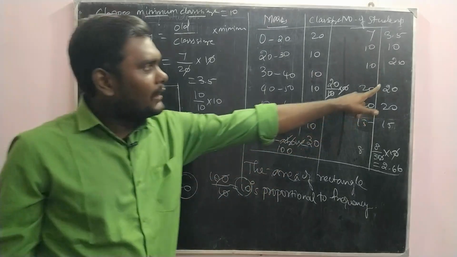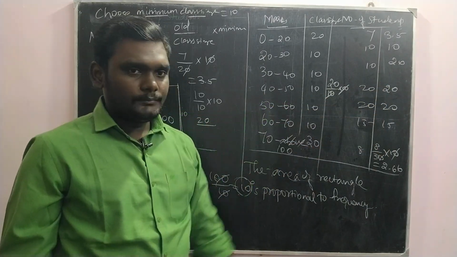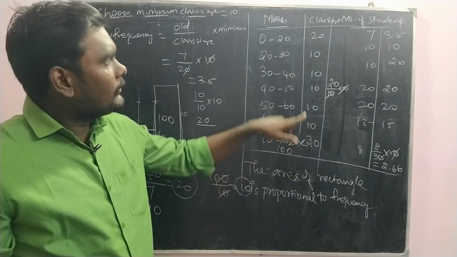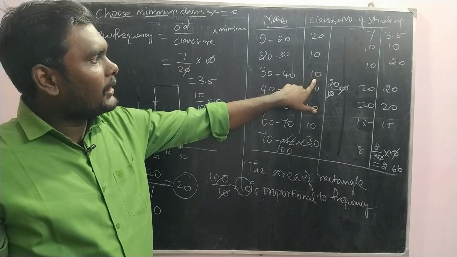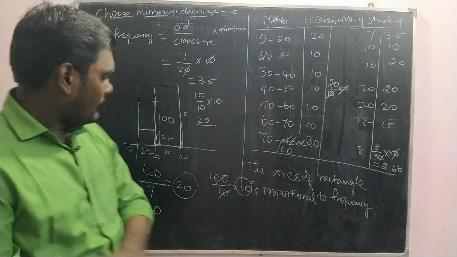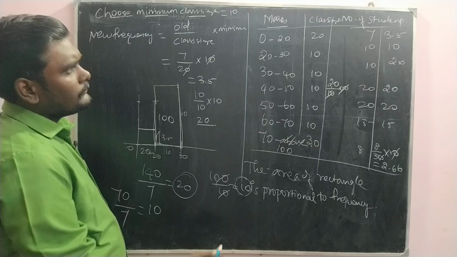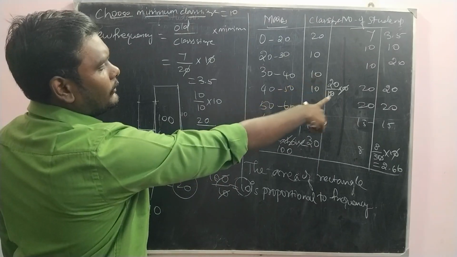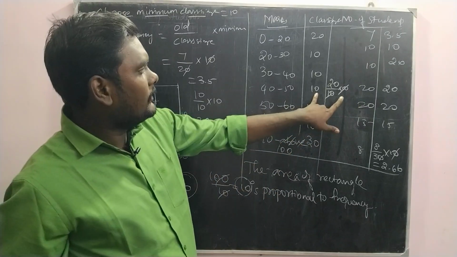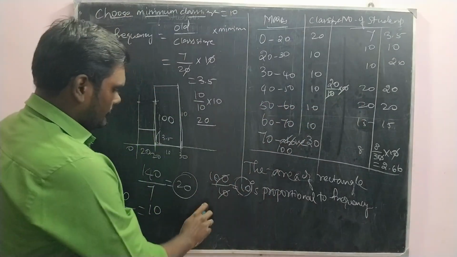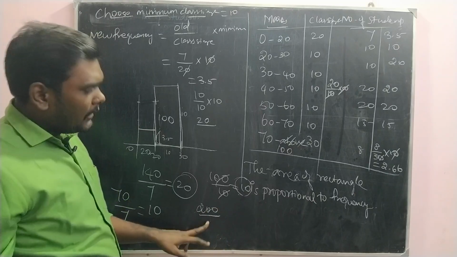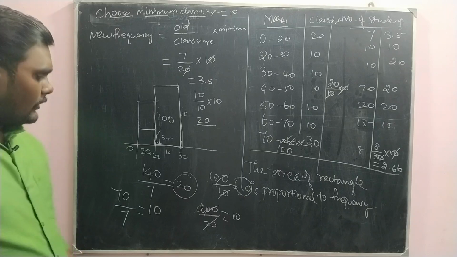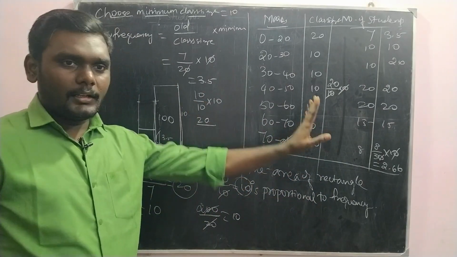And then likewise here also, what will you get? 10 only. Length and breadth. Okay, so length is how much? Here 10 into 10, 100. What will you get? Oh, sorry, that is class size. My bad. So class size into that frequency, that is the area of the rectangle. So here 200. 200 divided by the frequency, 20. When you simplify, we get 10 only. So that is made equal for all the rectangles.